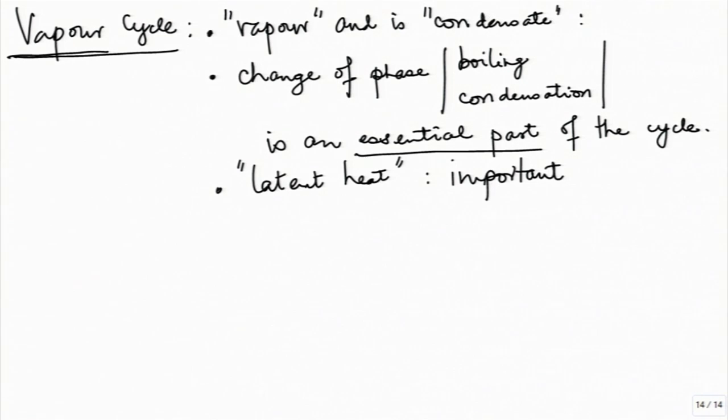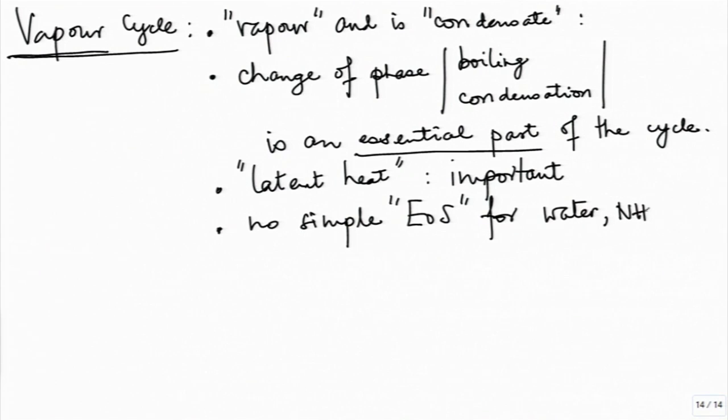But the disadvantage is that there is no simple equation of state for, say, water, NH3, refrigerants, etcetera. This implies no expressions for parameters.